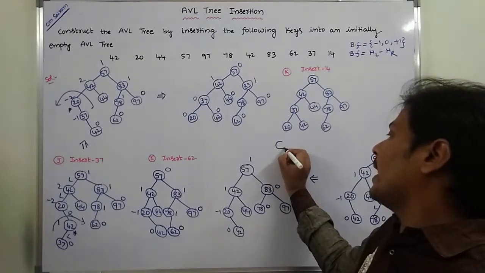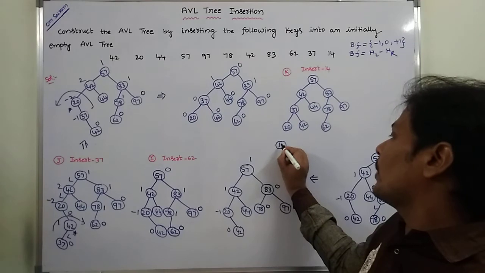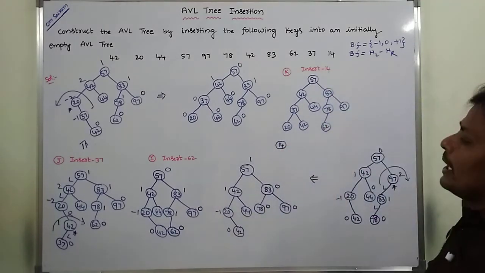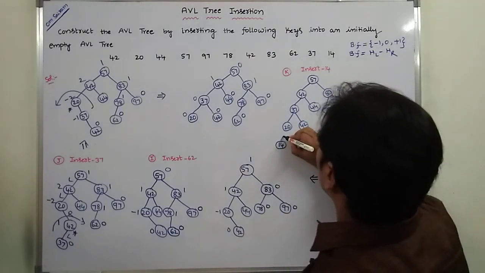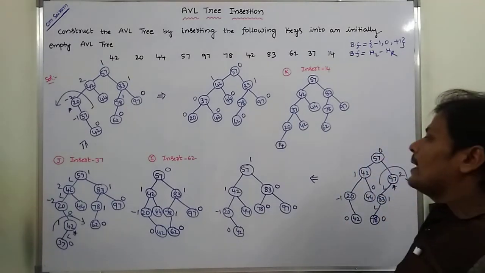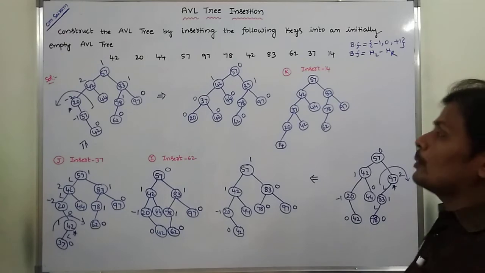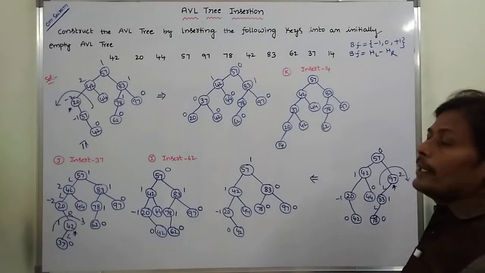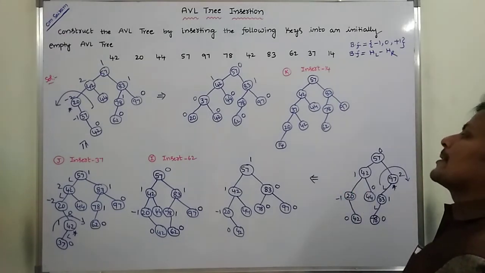So we have to create a node. On that node we have to insert key value 14. Now 14 is the left child of 20. Okay. So after inserting 14 into the existing AVL tree, now calculate the balance factors.